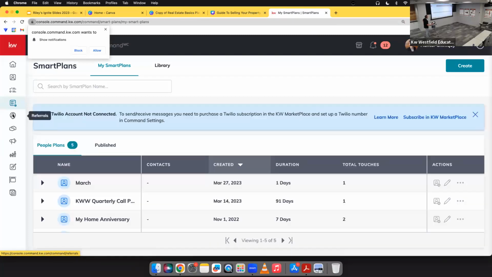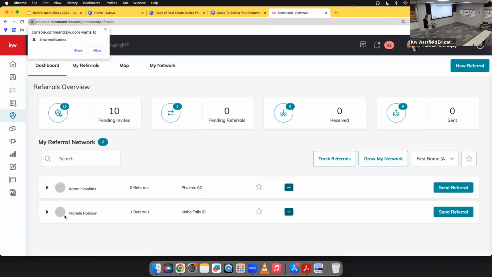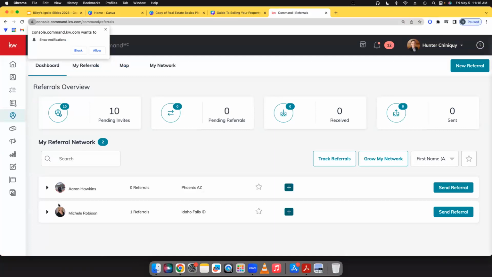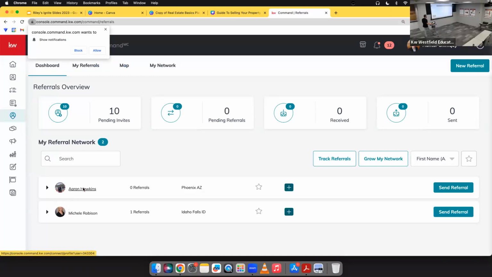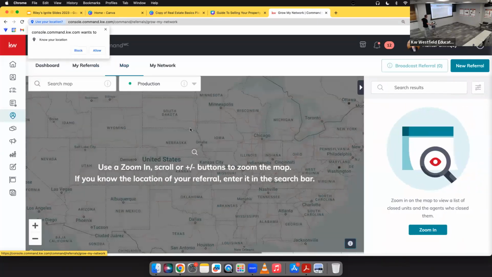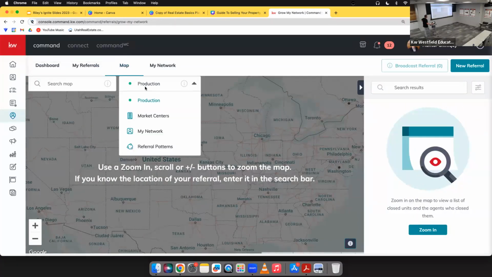Okay, so over in command, you've got this referrals tab. Can you guys on Zoom still see my screen really quick? Yeah, we can see it. Cool. So I'm going to teach you guys how this referral thing works. So come into referrals, you go over to map, and you can sort right here, referral patterns.